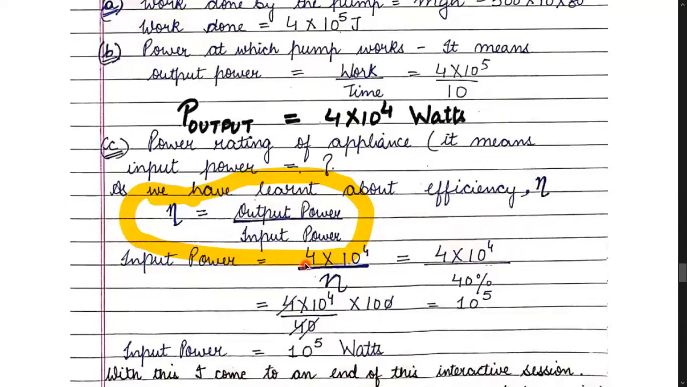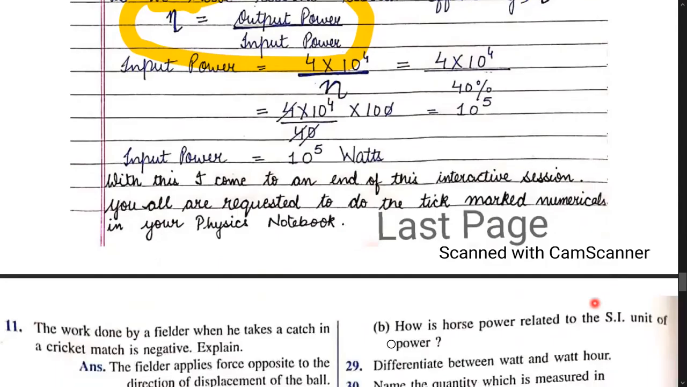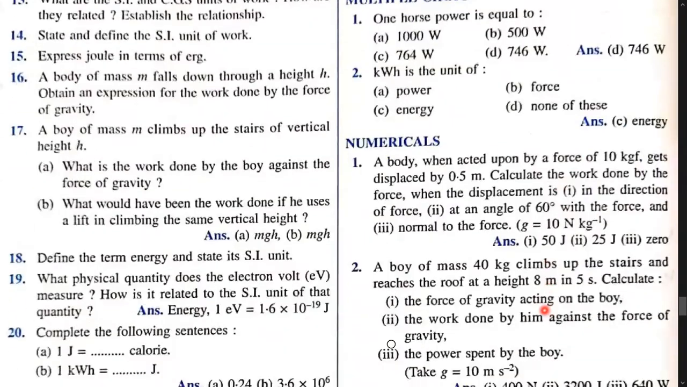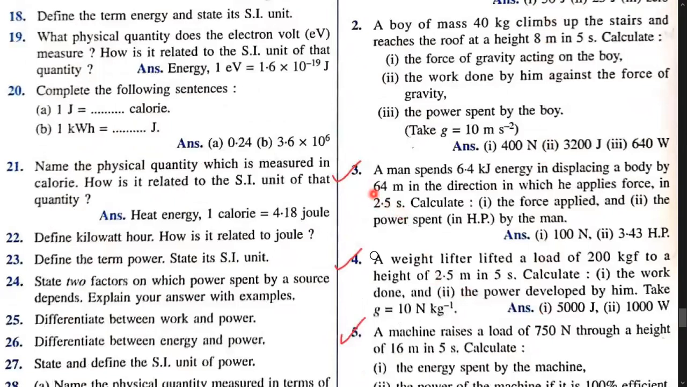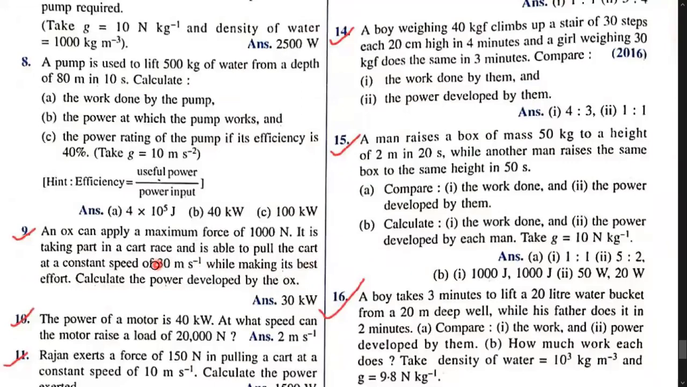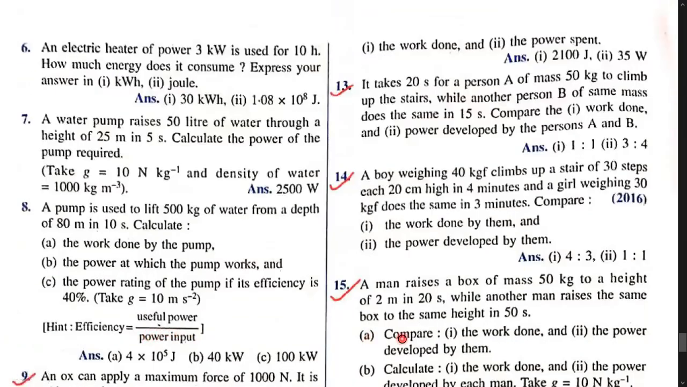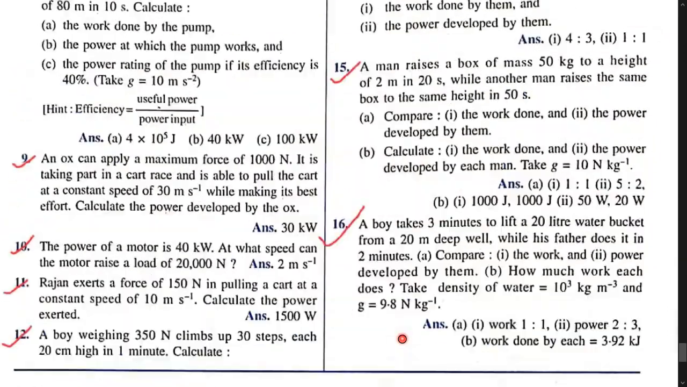So children, with this I come to an end of this session, and you all are requested to do all the questions which are tick marked. So you do question number 3rd, 4th and 5th, and then you do the remaining parts 9, 10th, 11, 12, 13, 14, 15, 16. They are very easy questions and you can do it easily.